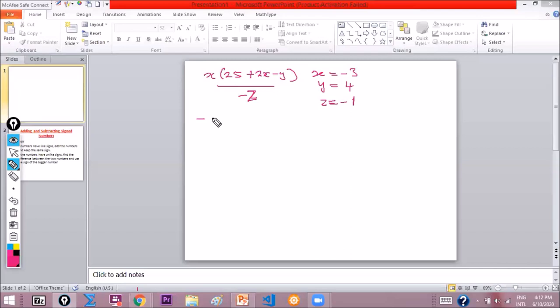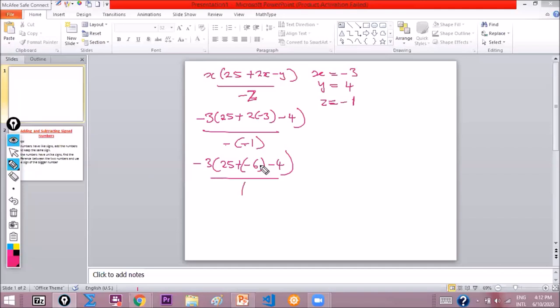We have minus 3 bracket 25 plus 2 bracket minus 3. Then minus our y is 4 over our z is minus 1. So it will be a minus bracket minus 1. From here, we have minus 3, 25. 2 times minus 3 will give us minus 6, and a minus 4. This minus multiplied by this minus gives a positive 1. So we have minus 3 bracket 25, this positive times this will give us a negative 6, negative 4.